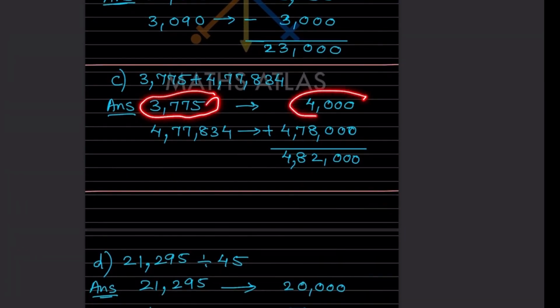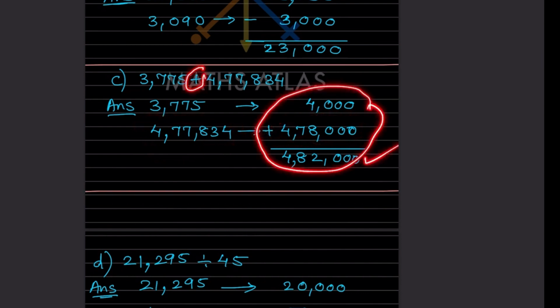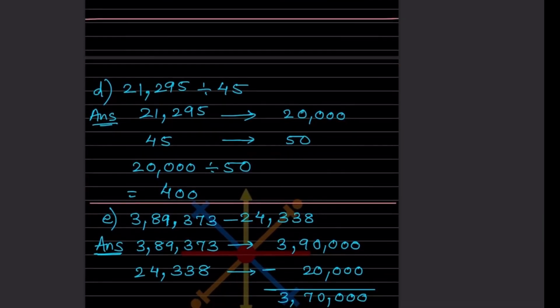3,775 becomes 4,000. This becomes like 4,78,000. Okay, and here what is that? Addition, which means you are going to add this one, and this is the answer. Okay, now let us go for the next problem.